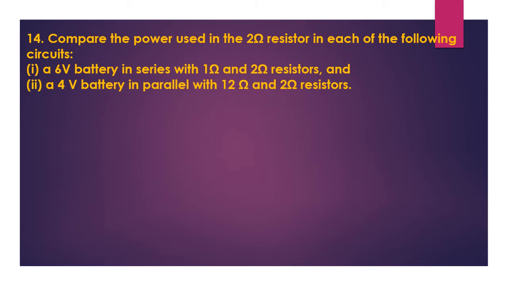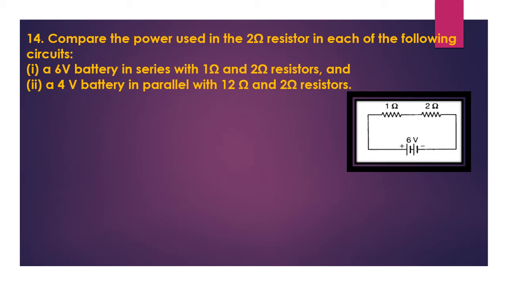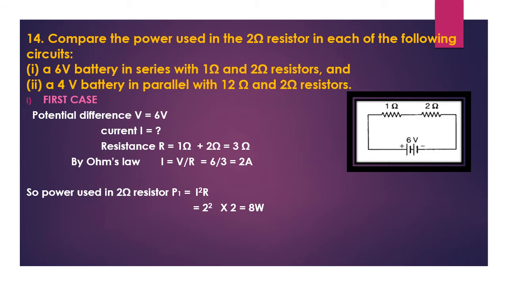So the first circuit is a 6 volt battery in series with 1 ohm and 2 ohm resistors. So 1 ohm and 2 ohm we have to connect in series and it is connected to a 6 volt battery. You can see in the circuit diagram. So first we are going to find out the power here, and to find out the power we know the equation is I square R, and we have to know I here. So to know I, we want to know the effective resistance.